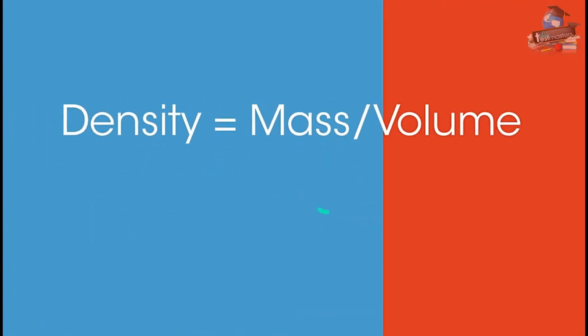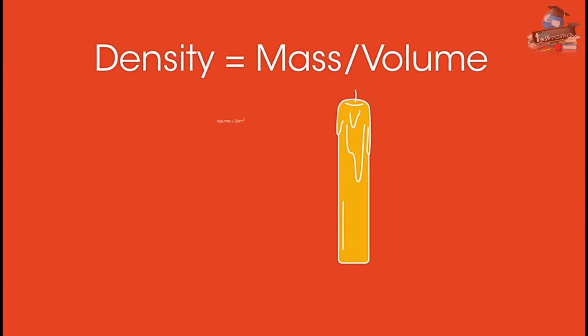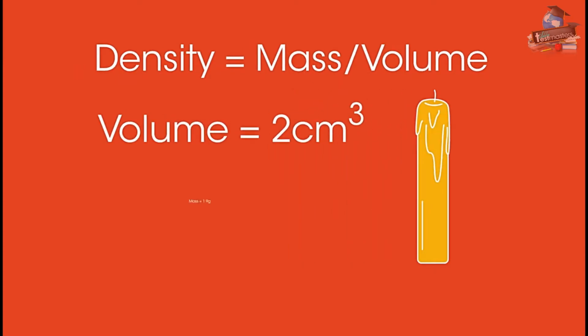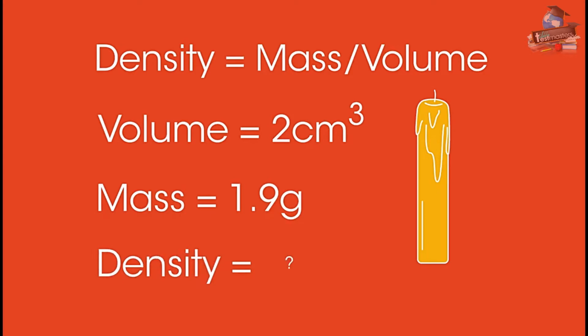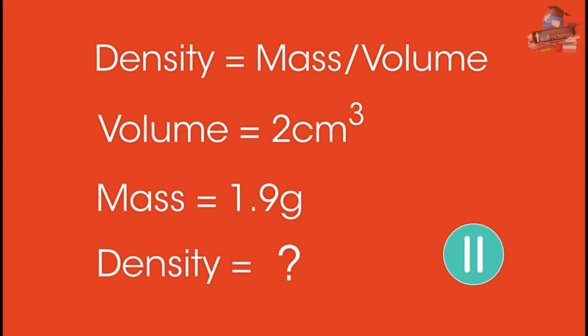Try calculating the density of a wax candle that has a volume of 2 cm cubed and a mass of 1.9 grams. Pause the video to work it out.